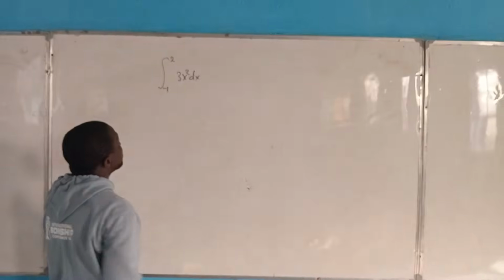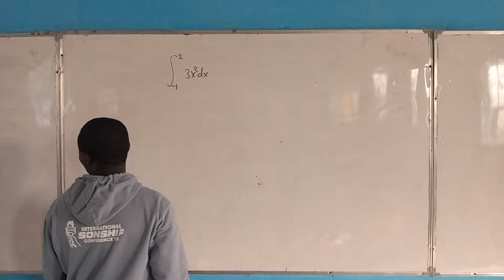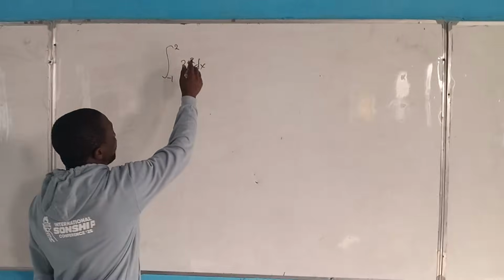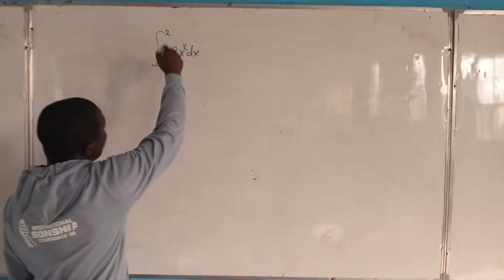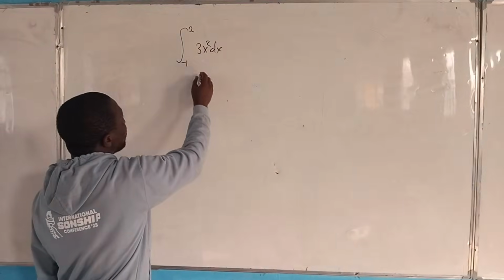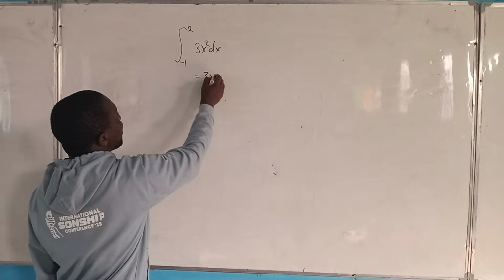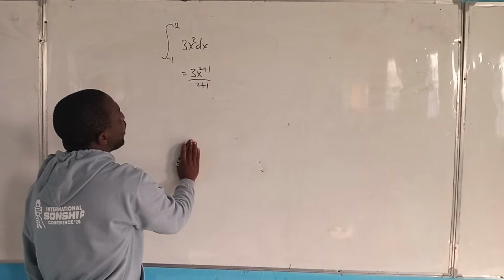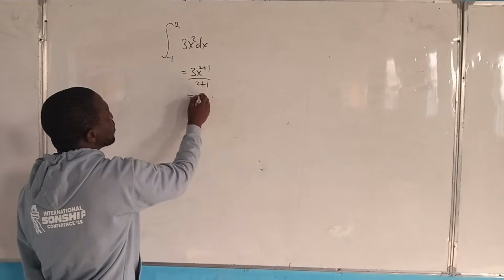We have this. We have to integrate this. What do we do? Very simple. Integrate this normally, then later you will make use of this. If you integrate 3x squared, what we are going to get is 3x raised to 2 plus 1 over 2 plus 1.